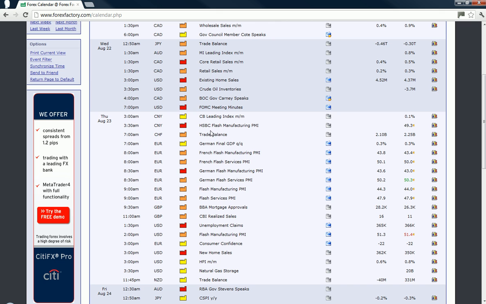On Thursday, overnight, we have a Chinese HSBC flash manufacturing PMI, which is always a key indicator of risk appetite, as it will affect euro dollar. Between 8 and 9 o'clock, we have a lot of PMI numbers. You can see we've got French PMI, headline German flash manufacturing PMI, and Eurozone PMI data as well. So keep an eye on them.